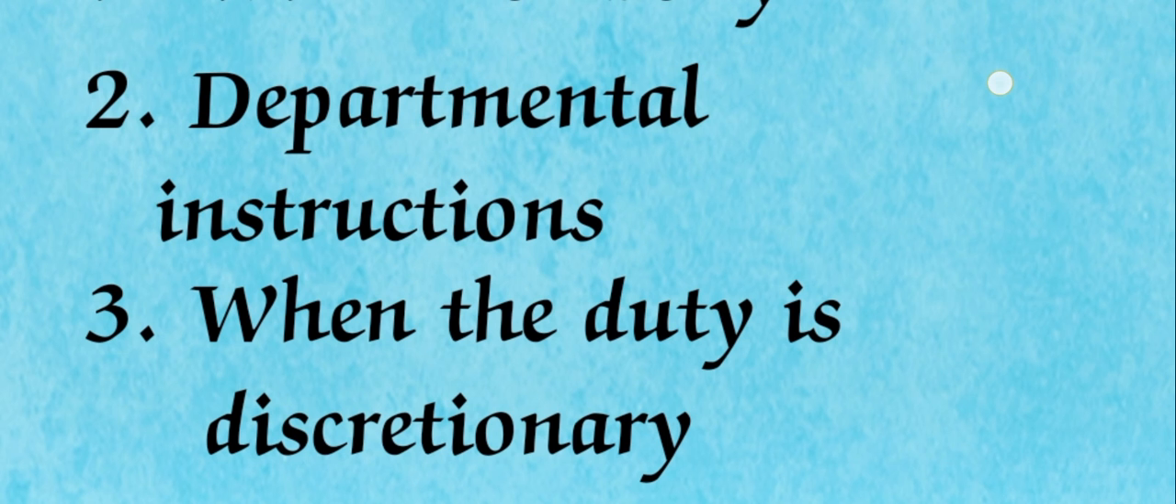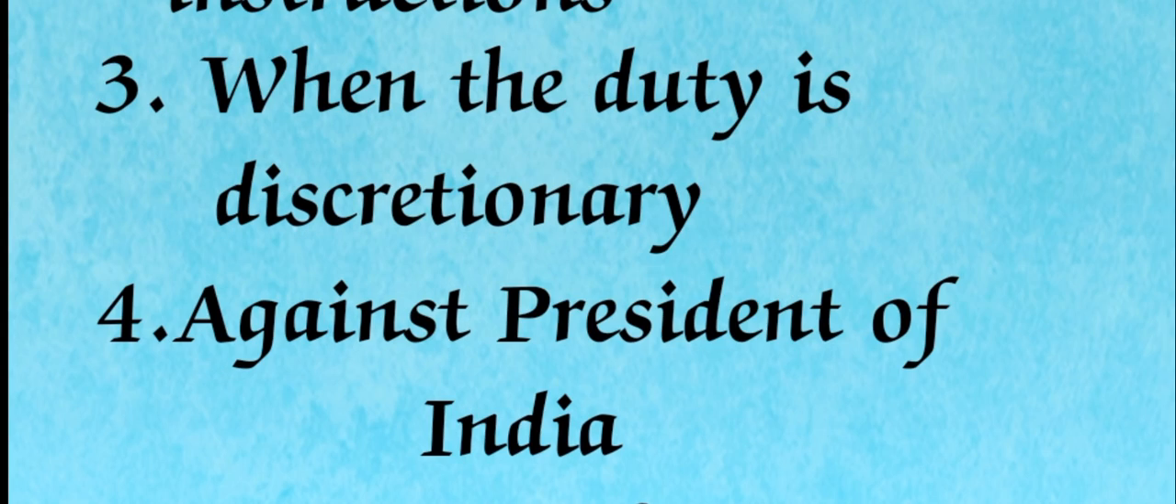The next one is when the duty is discretionary. Discretionary means not mandatory. It is their wish to perform or not to perform. The duty may or may not be performed, so this is their discretion. In this case also, we cannot go to the Supreme Court or High Court on the basis that Article 32 is violated. We cannot go to the Supreme Court or High Court for the enforcement of that particular function.